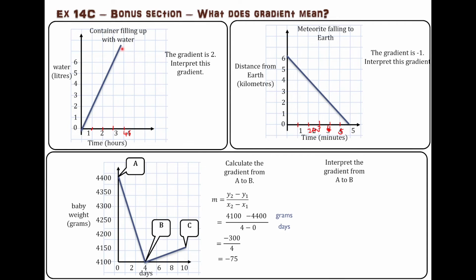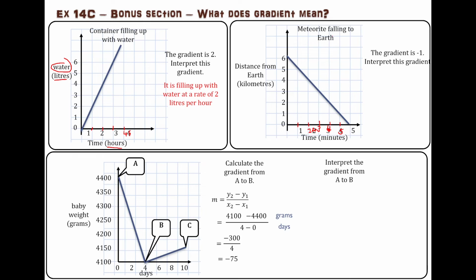So this has a container filling up with water. And after 1 hour, it has 2 liters of water. After 2 hours, it has 4 litres of water. This container is filling up pretty quickly. The gradient is 2, and it's filling up with water at 2 litres per hour. That's how fast the amount of water is changing.